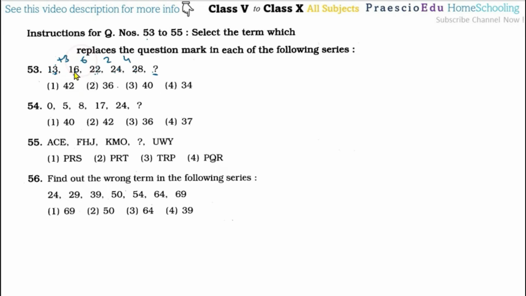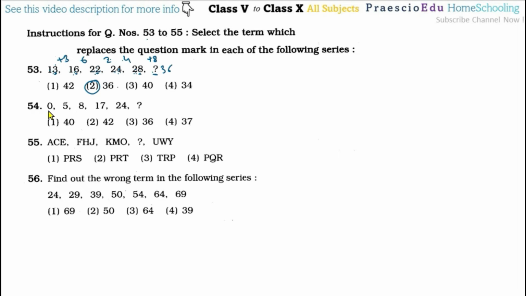So 16 plus 6, its unit place, gives 22. Then 22 plus 2, which comes from the unit place 2, that is 24. Like this, 24 has 4 at the unit place, so we add 4, and 28 comes. 28 has 8 at the unit place, so we have to add 8, and 28 plus 8 is 36, and 36 is given in option number 2.